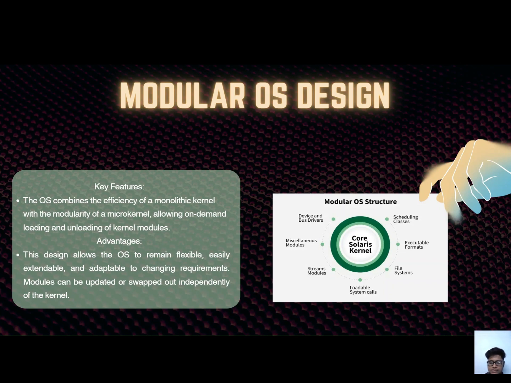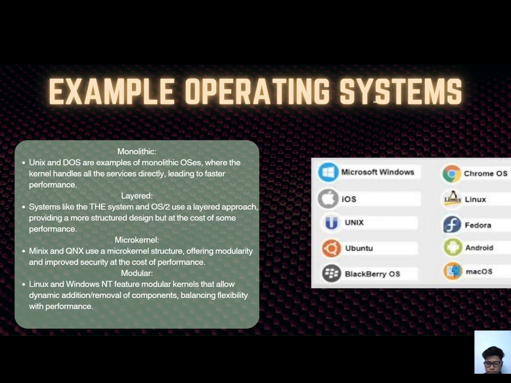Now, let's understand examples of operating systems based on different architectures. Let's move on to monolithic architecture first. Examples include older versions of Unix or DOS, where performance is prioritized, but flexibility and maintenance can be challenging.